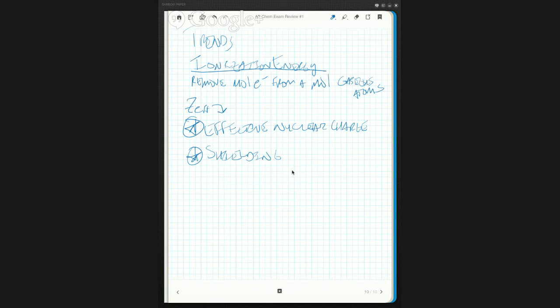So really large atoms that have many, many energy levels, the outside electrons are easy to remove because they're so shielded from the nucleus. And the smaller ones like fluorine have a really high ionization energy, and actually the highest would be helium because there's nothing shielding it. So that's ionization energy.